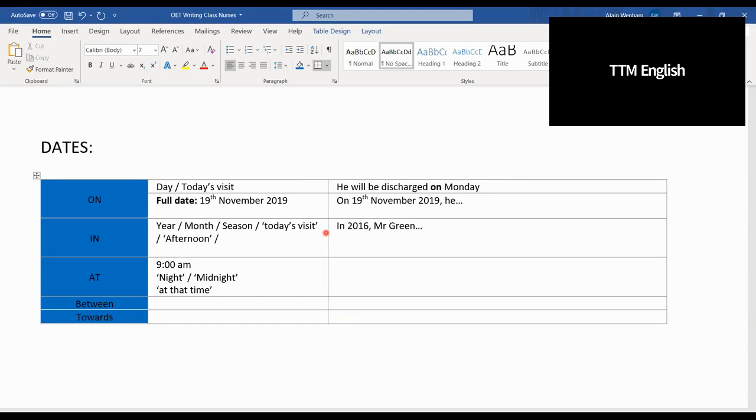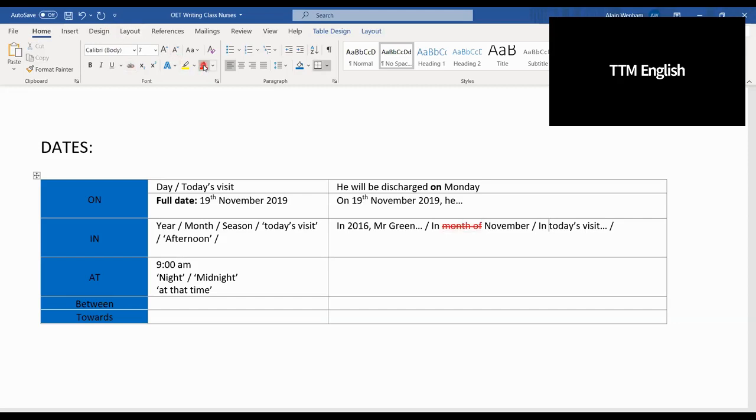For the month, can someone give me an example? Maybe Mittal. Could you put your microphone on? I could say in month of November? No, we just say in November. That's really good because I've seen that error many times. What about today's visit? We can say in today's visit, right? We cannot use in month of November, only in November. Exactly. I'll put that in red just to remind you all.